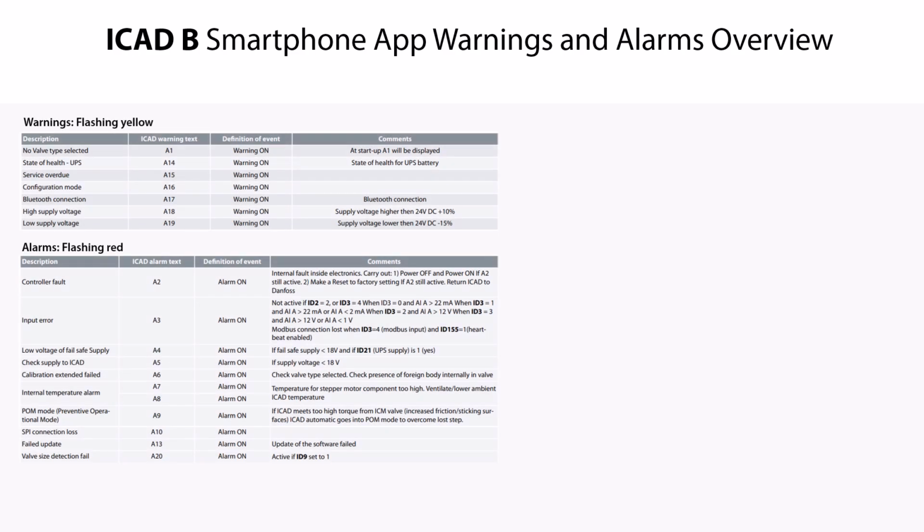Here you see an overview of the ICAD B warnings and alarms. This overview is taken from the ICAD B user guide. In this video, we focus on the most common alarms, which are A1, A3, and A9, as indicated here.